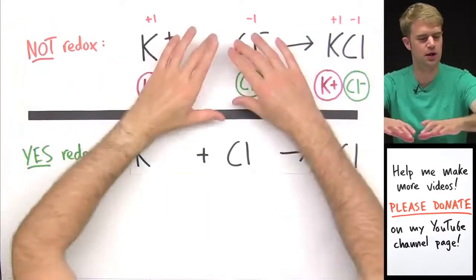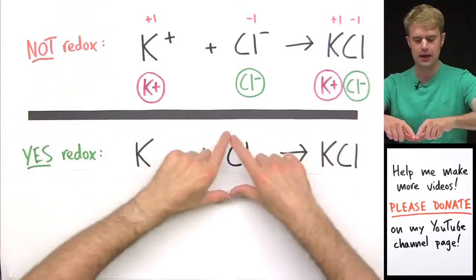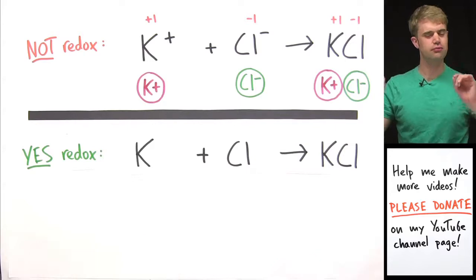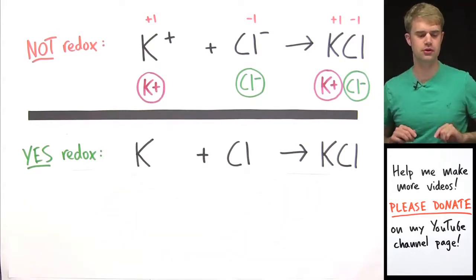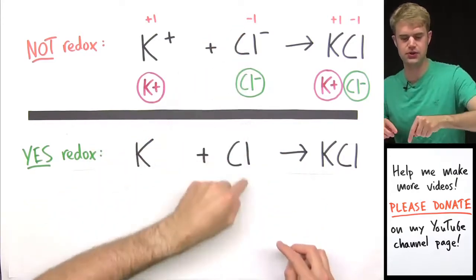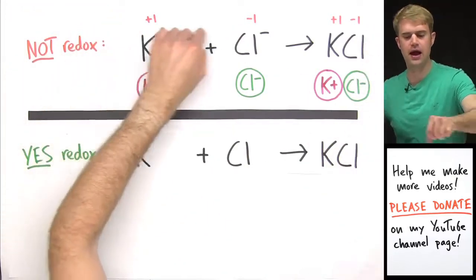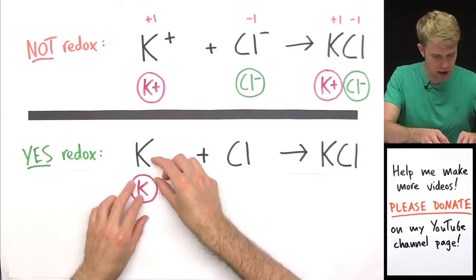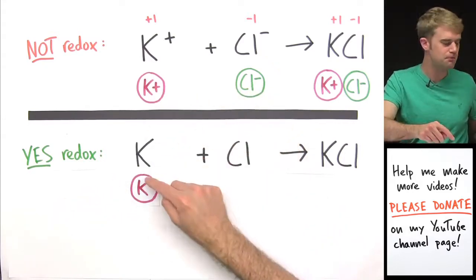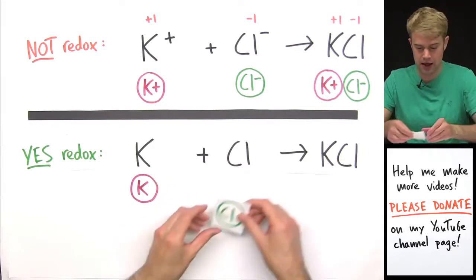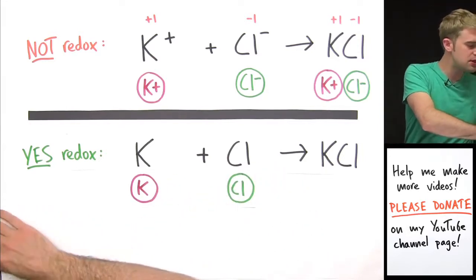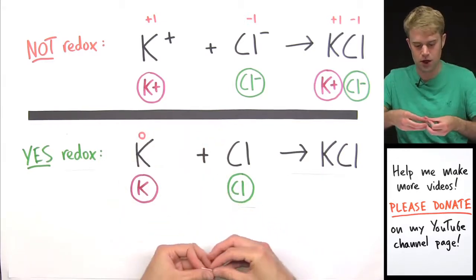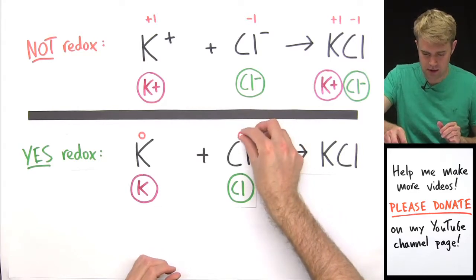So here's the equation that we said was not a redox reaction. Here's an equation that is a redox reaction. These two reactions look pretty similar except for one important difference. Take a look at how K and Cl start out. In this equation up here, they had charges. In this equation down here, they don't have charges. They start out not as K+ and Cl-, but as neutral atoms, as K and Cl. To emphasize that they're neutral, we can put these oxidation numbers, these zeros, above them. The zeros tell us that they're neutral.